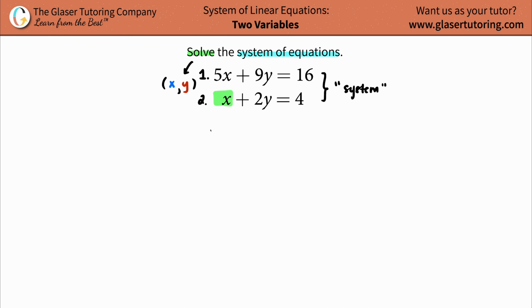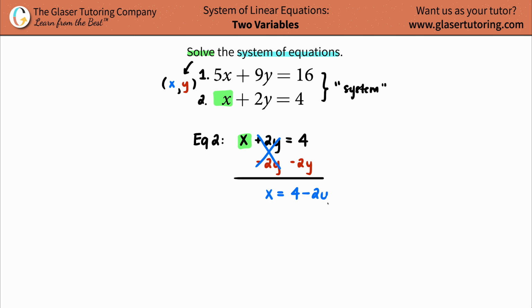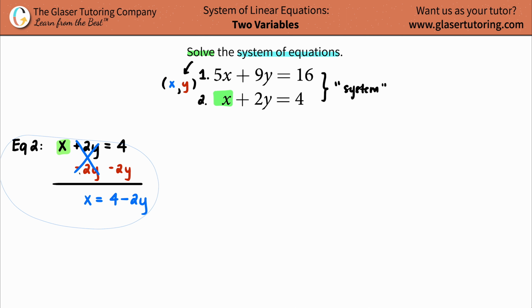I'm going to use equation 2 and solve for the x value. So we have x plus 2y equals 4. Let's solve for that x value. We're going to swing the y value over, so I'm going to say minus 2y on both sides. When we do that, this cancels out, so cross that off, and we have x equals 4 minus 2y. Okay, so that's the first part.